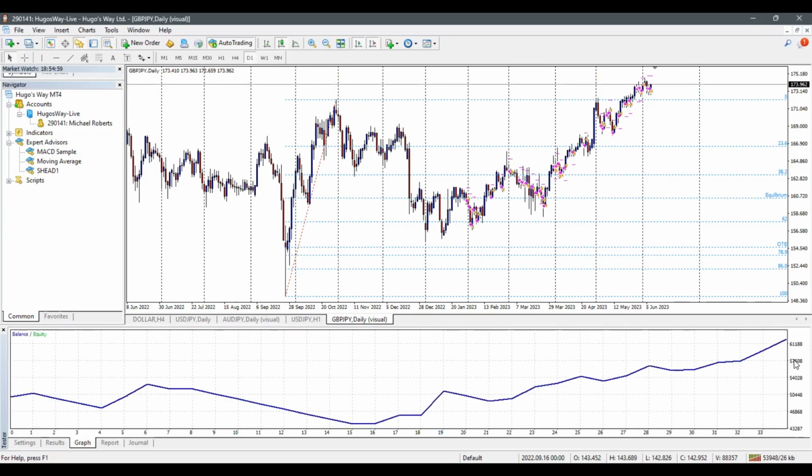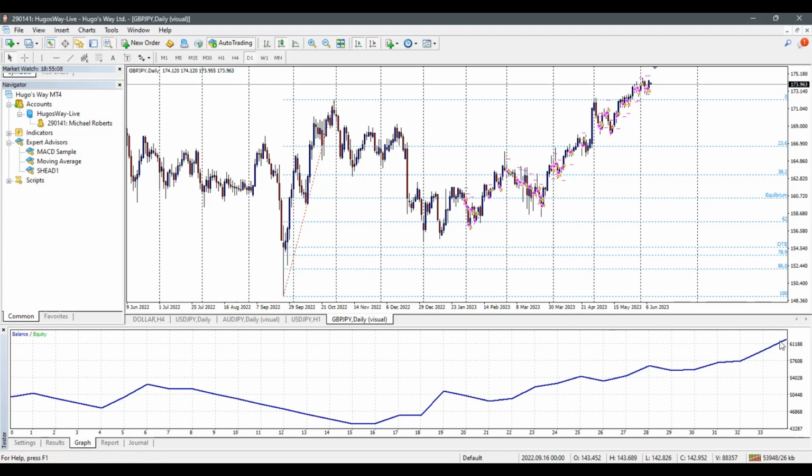All right, so right now the robot is crossed over. We're at 61,000 profit, and you can see, guys, that there's nothing wrong with taking a loss on a robot. But you can see how gradual the gains are on the robot. It's a smooth upward curve, not a rapid one, and I designed it that way.